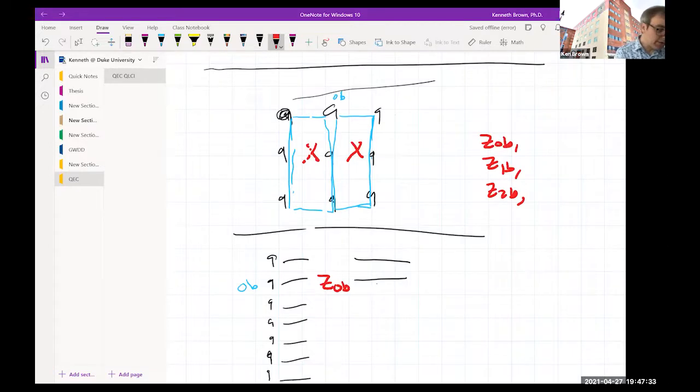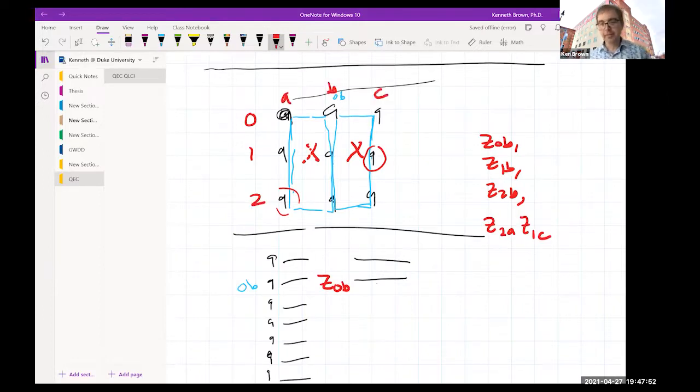And then pairs that come from the two sides, like this is our example one, z2a, z1c, also give the same pattern, right? So then we just have to pick something to fix. And in our example, we choose to fix this. And that's justified if we think single qubit errors are more likely than two qubit errors.